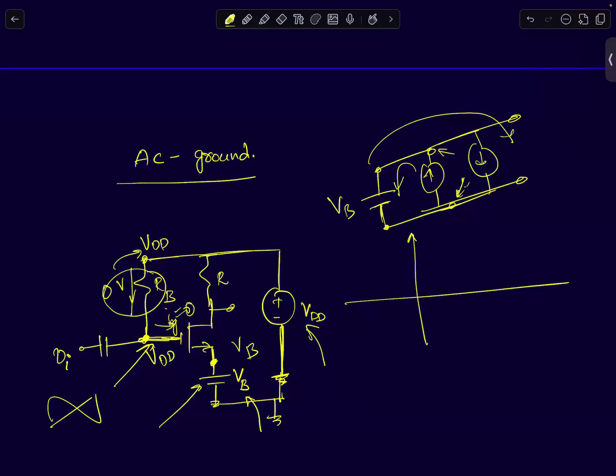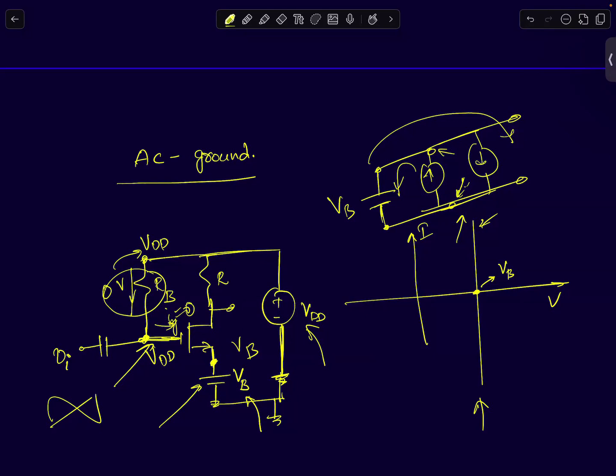If I draw the voltage versus current characteristics of an independent voltage source, it will look like this. Whatever be the current, even if you push plus infinity or minus infinity of current, the voltage will always stay put at VB volts. That's the property of an ideal voltage source. Its voltage will not change at all.